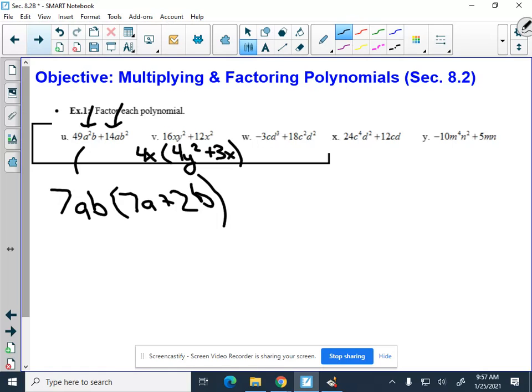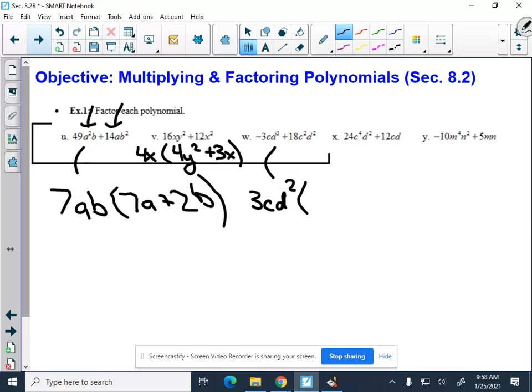All right, let's have you try W. I'm going to give you 15 seconds to try part W. Three C D squared. Now, if you're not sure, how do we come up with that?